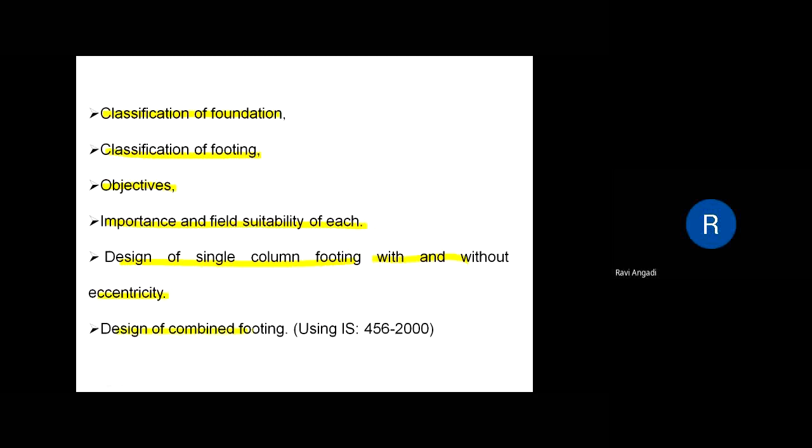Then the design of combined footing using IS 456-2000. Only this much is mentioned in your syllabus, but it is vast. We need to take not only the single column footing, we need to take different kinds of footings and design them. But it is a shallow foundation, with and without eccentricity. And also the design of combined footing. We need to design the combined footing. So these are the contents of this shallow foundations module.